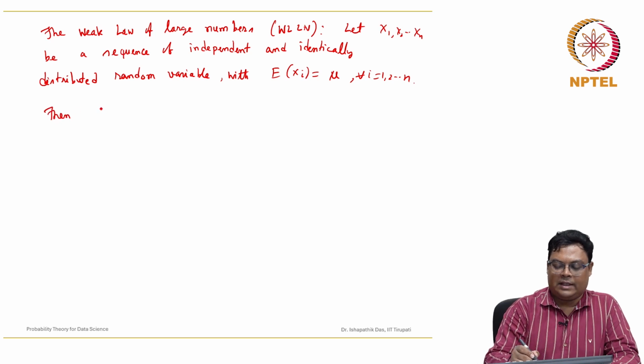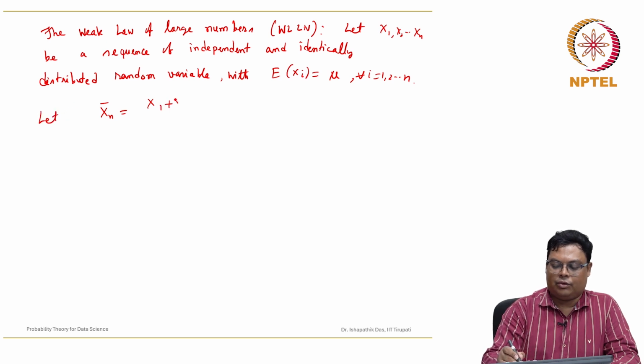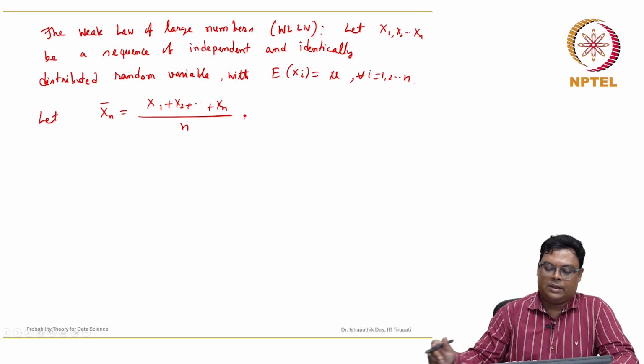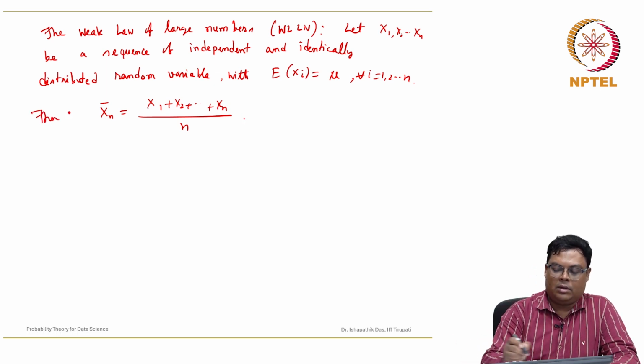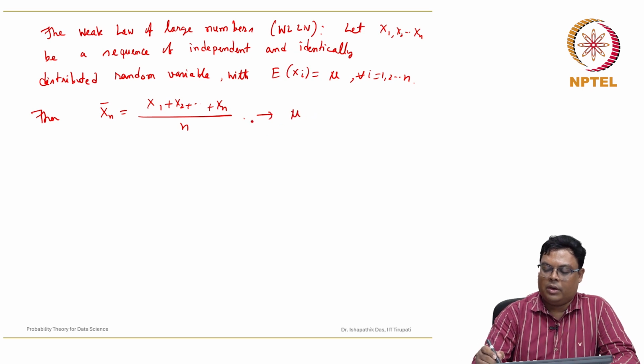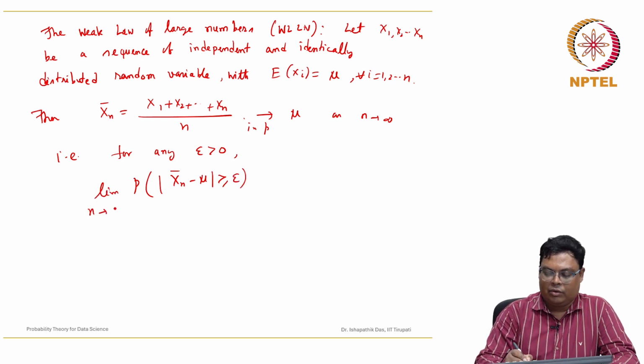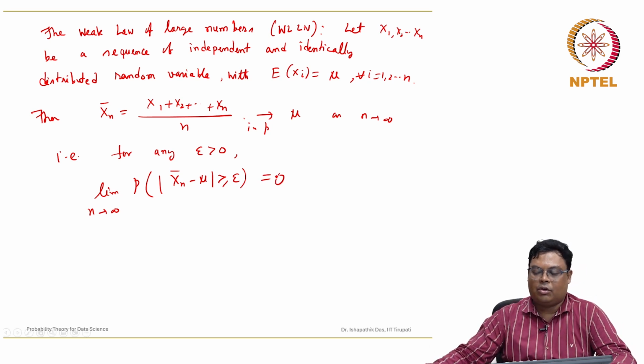Then consider Xn bar, the sample mean: Xn bar is equal to (X1 plus X2 plus ... plus Xn) divided by n. This converges to mu in probability as n goes to infinity. That means for any epsilon greater than 0, the probability that the absolute difference of Xn bar and mu is greater than or equal to epsilon goes to 0 as n goes to infinity. So this is called the weak law of large numbers.